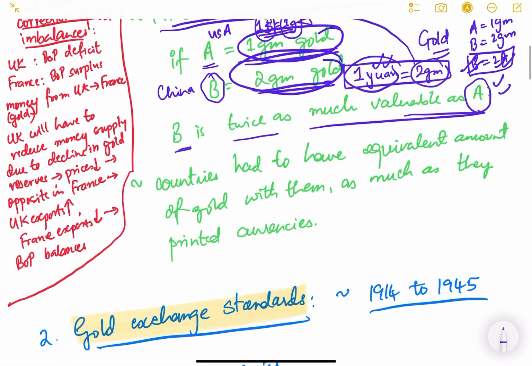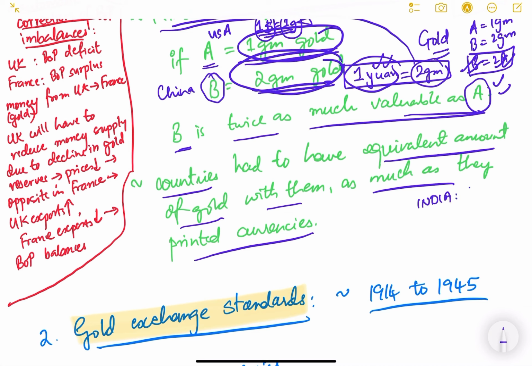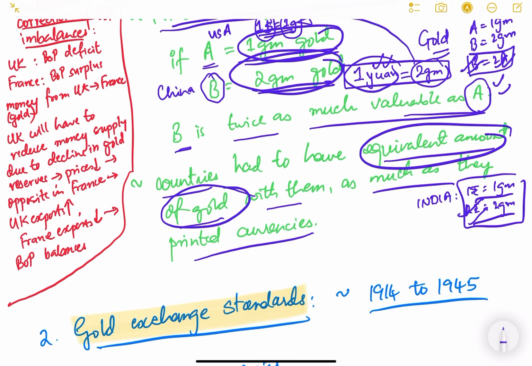And when this system was in place, the countries had to have an equivalent amount of gold with them as much as they printed currency. So it was not random. It's not that India tomorrow will say that my 1 rupee will be equal to 1 gram of gold, and the day after will say my 1 rupee will be equal to 2 grams of gold. No, it cannot randomly do it. As much currency as a country is printing, it has to keep an equivalent amount of gold with it. So it has to have the actual amount of gold with it.